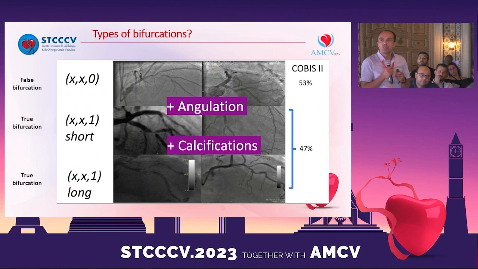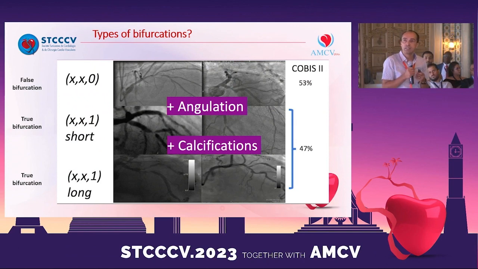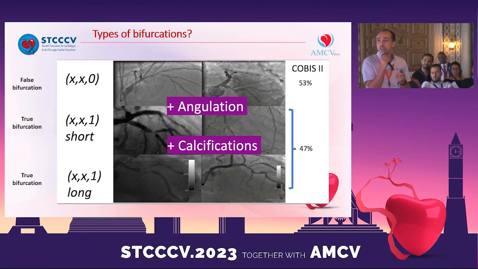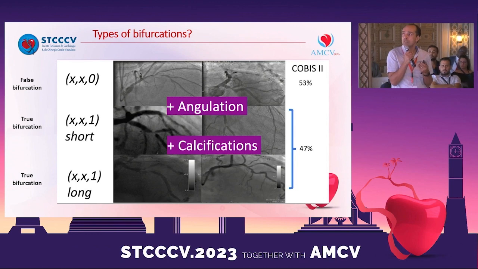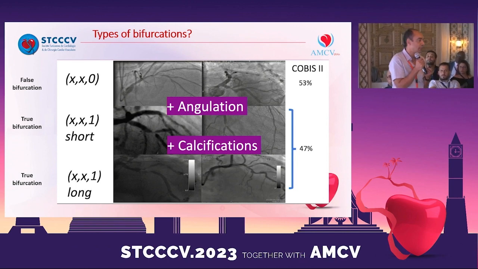To answer these questions, I think that the first step is to identify which type of bifurcation. In my mind, there are three types of bifurcation, as you see in this slide. Type 1 is the false bifurcation without any disease of the side branch. These lesions are frequent, more frequent in COBIS 2, where they represent 53% of bifurcations.